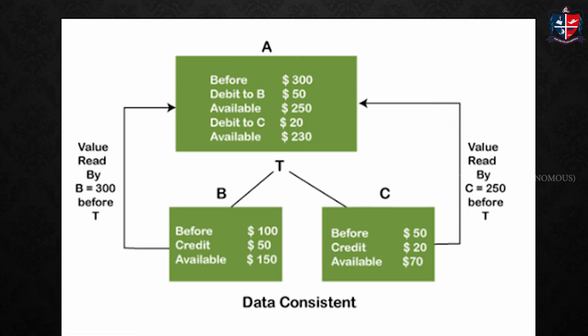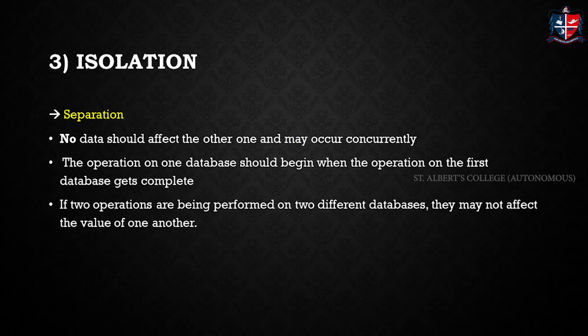250. So we can say that there is a data inconsistency, because before transferring the cash, B just read the value, so it gets 300 rupees, and before transferring the value, C already read the data, which is 250. So these are different values. So we can say that there is a data inconsistency in the transaction process.